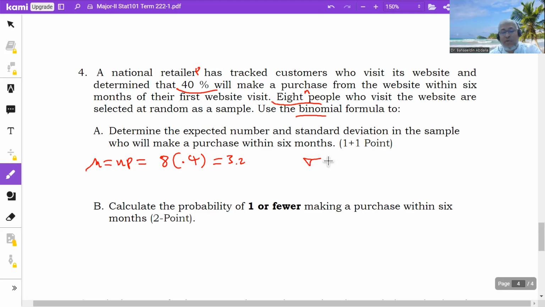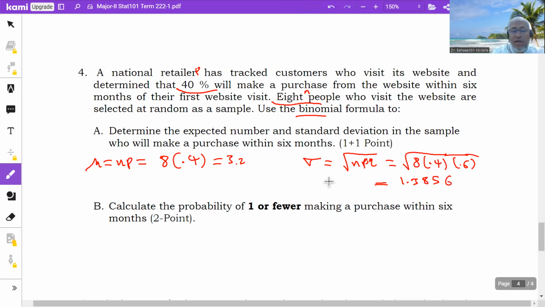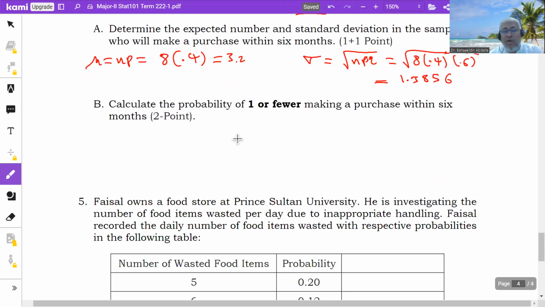Standard deviation, sigma, well, standard deviation is square root of n times p times q. N is 8, p probability of success is 0.4. So what would be q? Q is 1 minus p, probability of failure. So it's 1 minus 0.4, that's 0.6. Use the calculator and check that the answer is 1.3856.